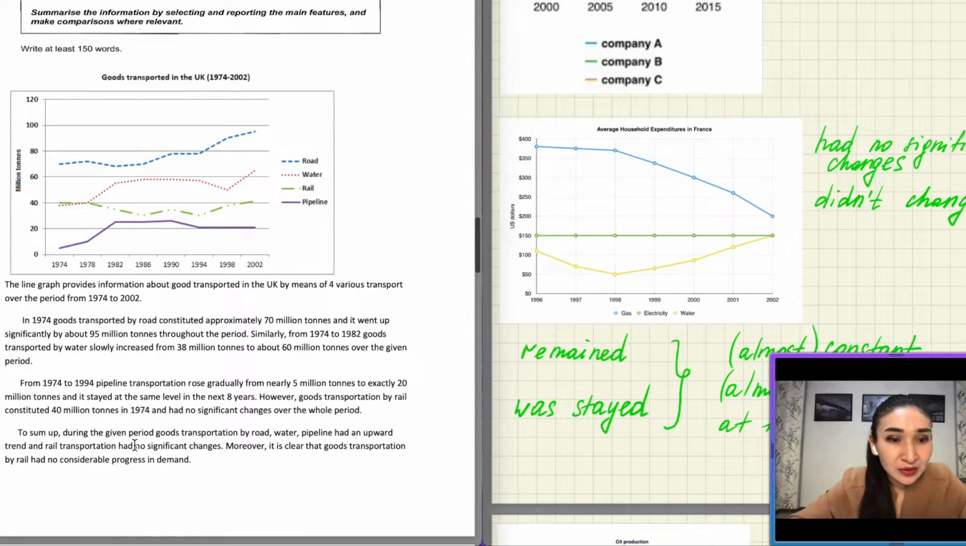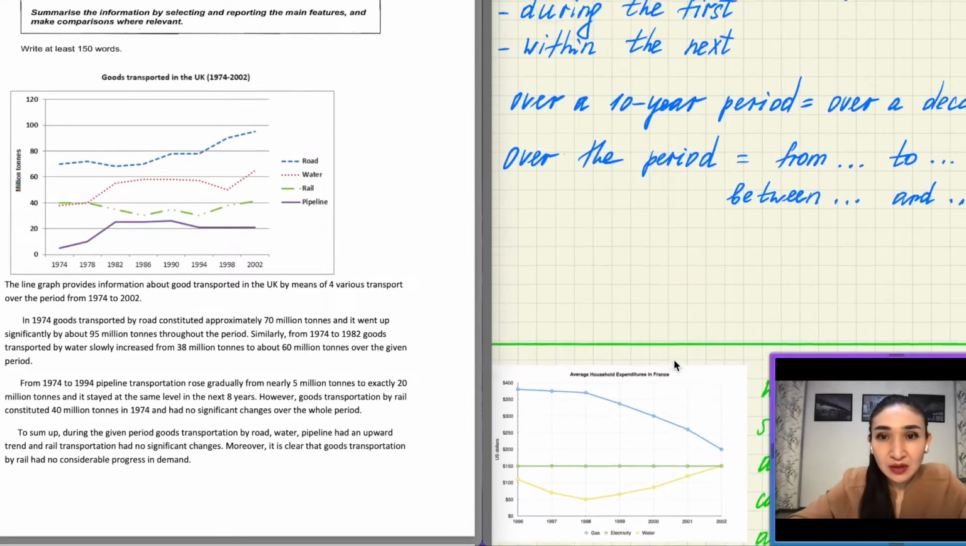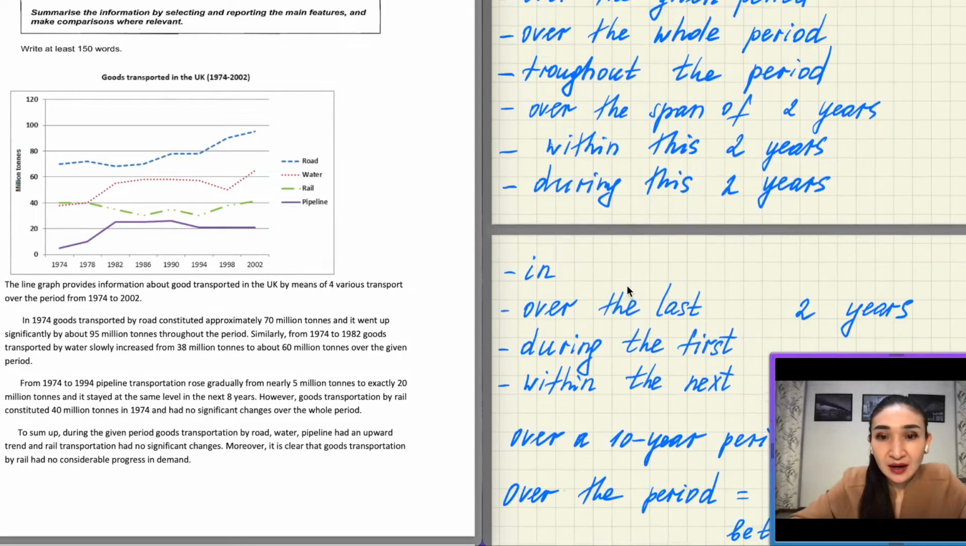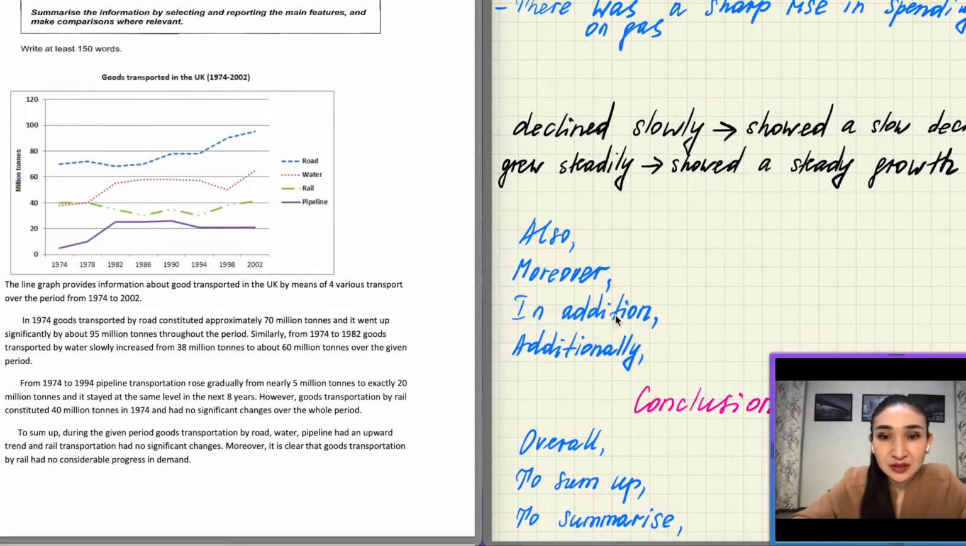To sum up, during the given period. In case of "to sum up", this is our last part, the conclusion part. I highly recommend using the 3 words which I've explained in my previous lecture: overall, to sum up, and to summarize. I always use "to sum up" to be sure that I have enough words. So I use to sum up.